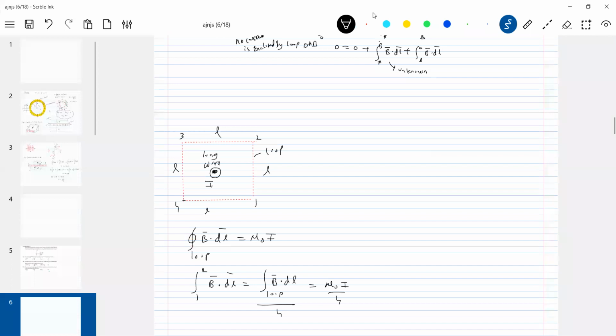So I'll just say that it is 1/4 of it. Will I agree? Add up the total again. What is the total? 1 to 2 B bar dot dl, 2 to 3 B bar dot dl, like this we add up now, and all of them are equal. So what is one more conclusion? The integral from 1 to 2 of B bar dot dl should be equal to 2 to 3 B bar dot dl.